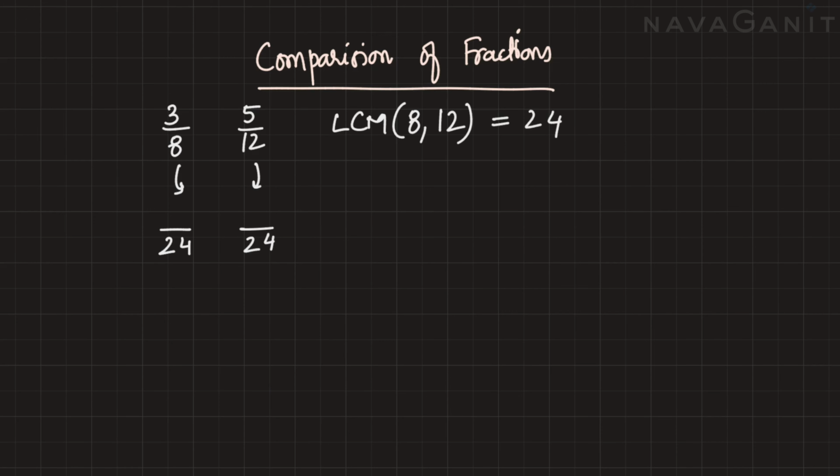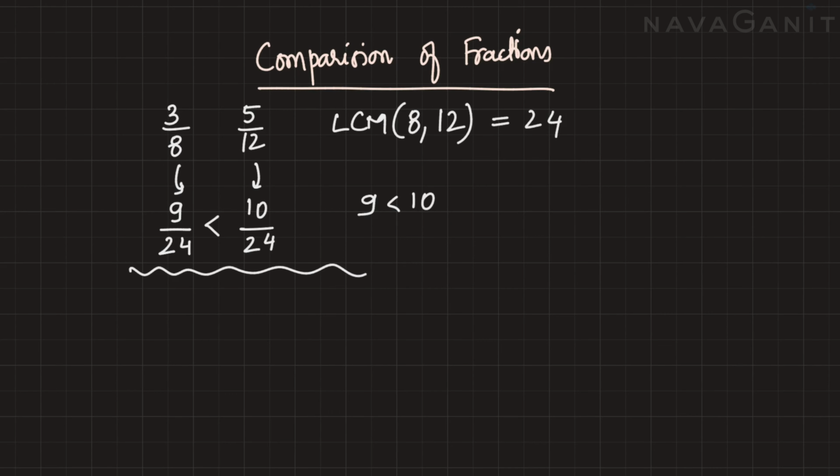So 3 by 8 I can also write as 9 by 24, because 9 by 24, if I simplify further, I'll be reaching 3 by 8. Similarly 5 by 12. So 12 multiplied by 2 would be 24. So 5 multiplied by 2 is 10. So I can rewrite 5 by 12 as 10 by 24. Now comparing 9 by 24 and 10 by 24 is straightforward, because in this case I just need to compare the numerators. So since 9 is less than 10, 9 by 24 is less than 10 by 24. This is how we compare fractions.